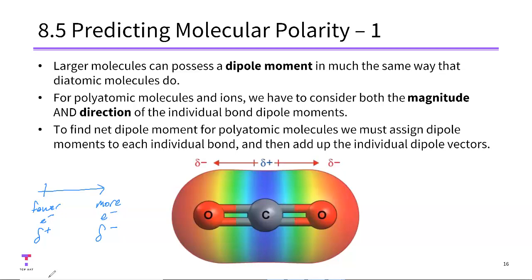Now, your book takes this concept of a bond dipole and this idea of a net dipole moment, and I think makes it maybe a little bit more complicated than we need it to be. Because it talks about vectors and magnitude and diagrams. And if you're not an engineer or a physics student, you probably haven't seen a whole lot of vectors and that kind of diagram.